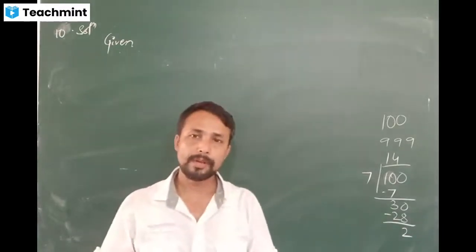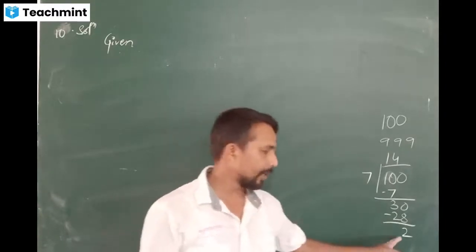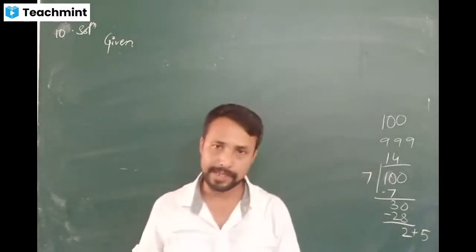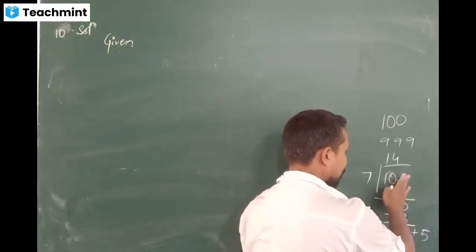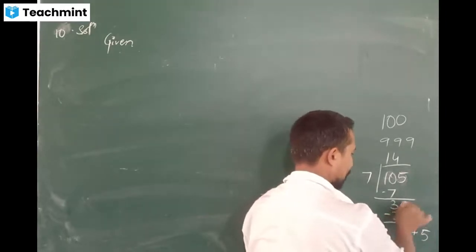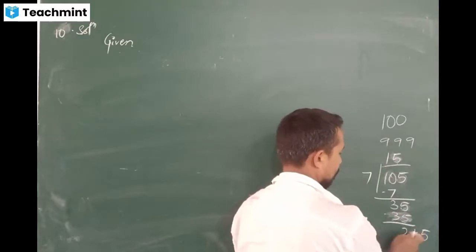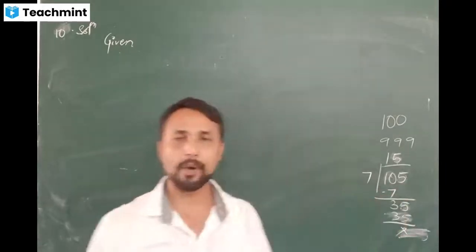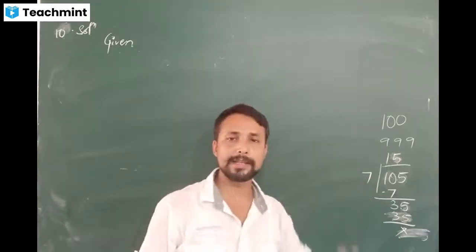With 2, how much must we add so that it can be divided? If we add 5 more, it becomes 7. So 100 plus 5 is 105, and 35 can be divided exactly by 7. So 105 is the lowest three-digit number that is divisible by 7.